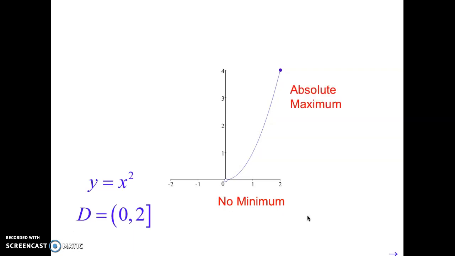However, there is an absolute maximum. It is still 4, occurring when x equals 2. And then lastly, if we open up the domain and have no endpoints on this interval, I have no minimum value and no absolute maximum value because of the fact that those endpoints are not included.